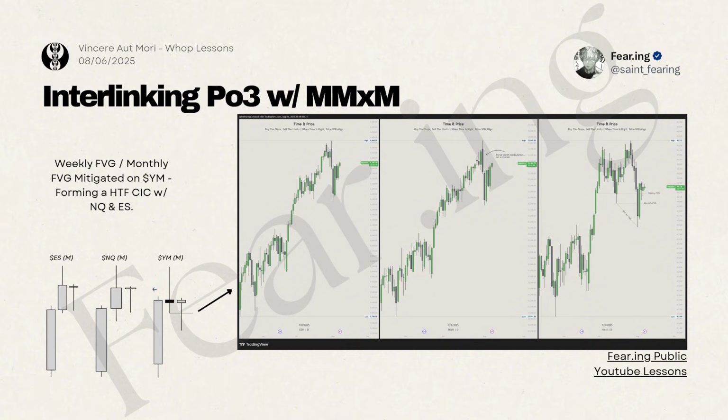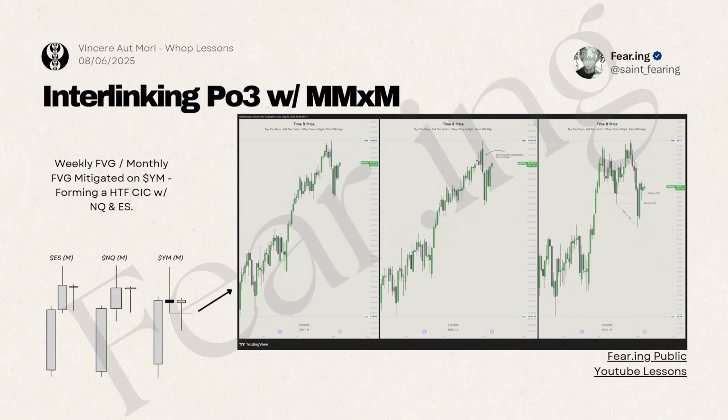Fear, does that mean NQ and ES should? No, it can, but when we have specific criteria that is met, we do not need to. This in itself is already a higher time frame crack in correlation. A crack in correlation among correlated assets. A crack in correlation is very similar to SMT. So an SMT can be a crack in correlation, but not every single crack in correlation is an SMT.